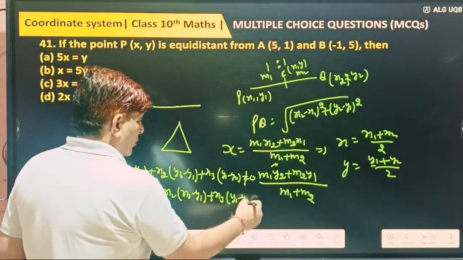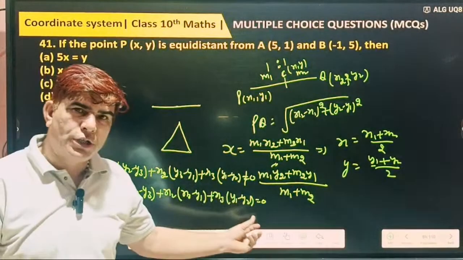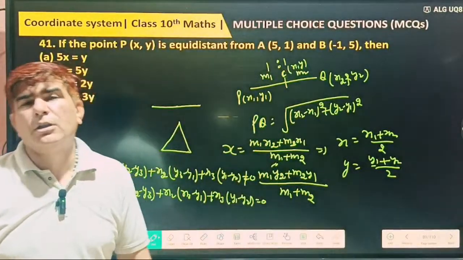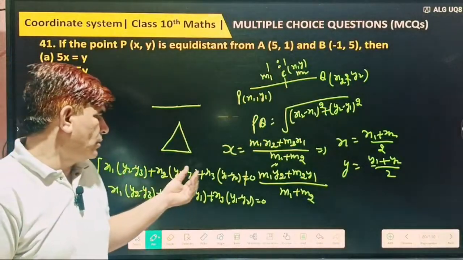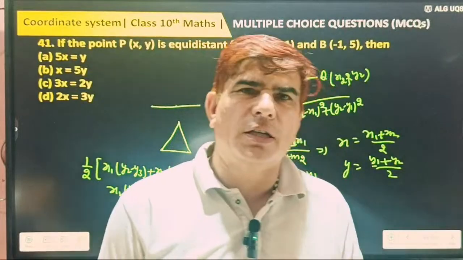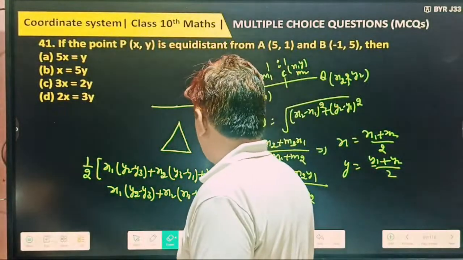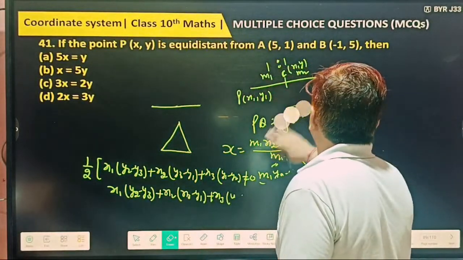So this is the quick revision of it. If this is equal to 0, it means the points are collinear. If this is not equal to 0, then the points are non-collinear. And x1, y1, x2, y2, x3, y3 are the coordinates of the vertices of these three points. So we can start from question number 41.